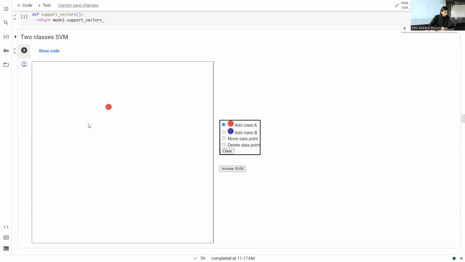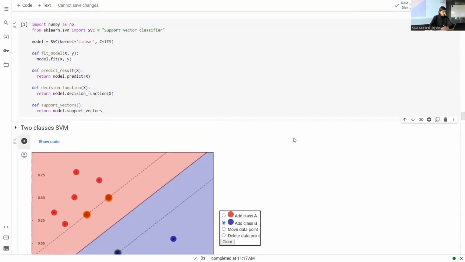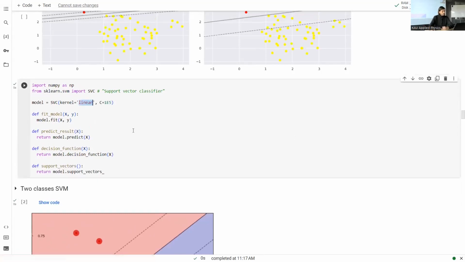Perfect. Okay. So let me put some points here, class A, class B, and I perform classification. Here's my separation line. You see that this point and this point were chosen as support vectors. So that's okay. Here are my parameters. I'm using linear kernel. After the break, I will show you which different kernels we can use. And I'm using C equals 10 to the 5. So what does it mean? Very strict. Yes, it's a very large C.